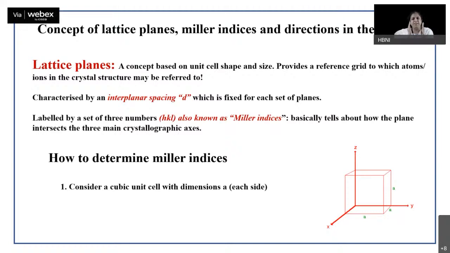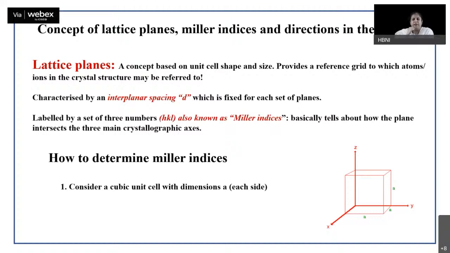And these lattice planes are characterized by the interplanar spacing d. For example, we say that the 100 planes are separated by d, which is nothing but the lattice parameter a of the cell. And all of you know very well that lattice planes are labeled by a set of three numbers, which we also call h, k, l values, and these are specifically named Miller indices. So what do Miller indices tell you? They tell you how the plane we are talking about intersects your x, y, and z axes.